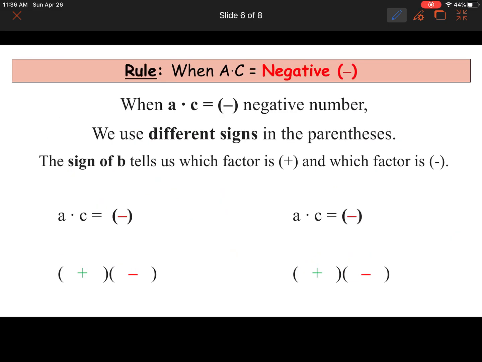Okay, now what happens when we multiply a times c and it's not positive, it's negative? So when a times c is a negative number, we use different signs in the parentheses. Okay, the sign of b doesn't really matter in terms of the signs inside the parentheses. It just tells us which factor is positive and which factor is negative. So the order of the numbers is going to matter, where you put the numbers inside the parentheses. Okay? So look, in both situations it's the same. A times c is negative, you get a negative and a positive.